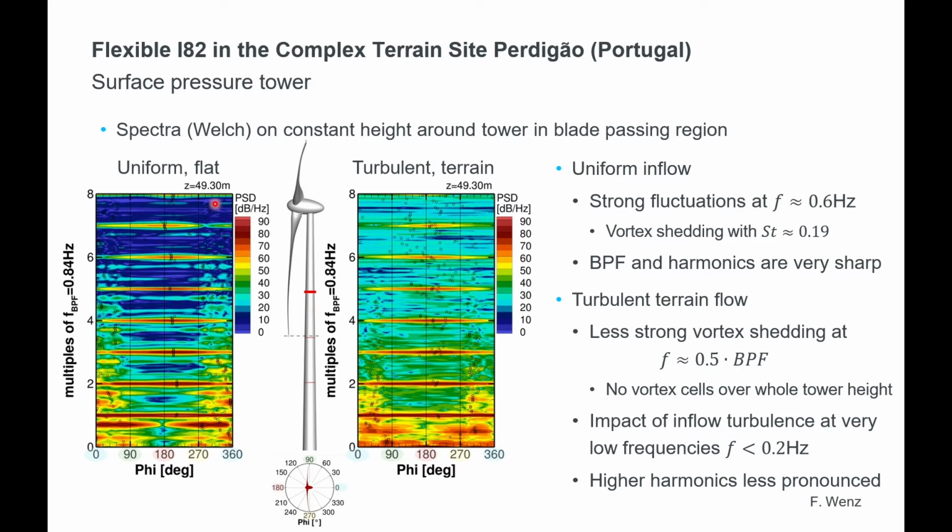On the left side we have the results for the uniform inflow, flat terrain. On the right, the turbulent inflow, atmospheric inflow for the Perdigão terrain. And we have in vertical direction plotted the frequency in terms of multiples of the plate passing frequency. And on the horizontal axis, we have the azimuth angle around the tower. And the evaluation is done for this height of 50 meters, which is marked here by this red line.